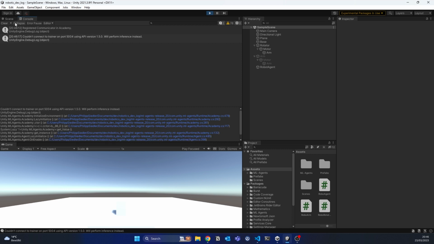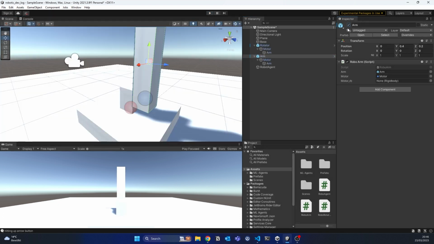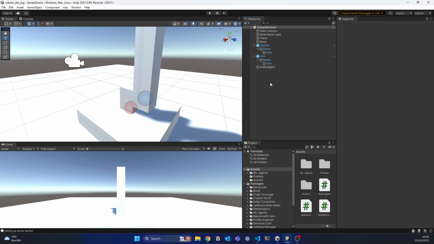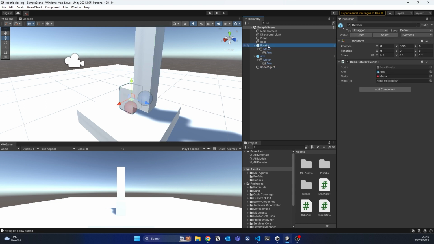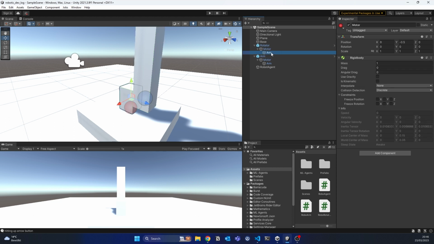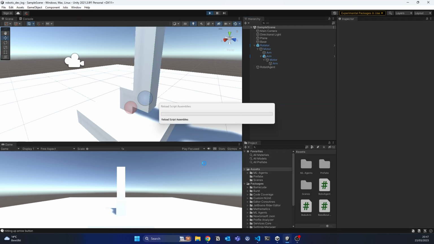Okay, let's see. Now it's doing what I wanted it to do. I'm happy about that. Okay, let's turn back on the arm. But of course now it's probably overriding this. Okay, cool. So what I wanted to do is that this rotator or this arm essentially is responding to this kind of motor here, right? So let me drag this in here and try if this is working.